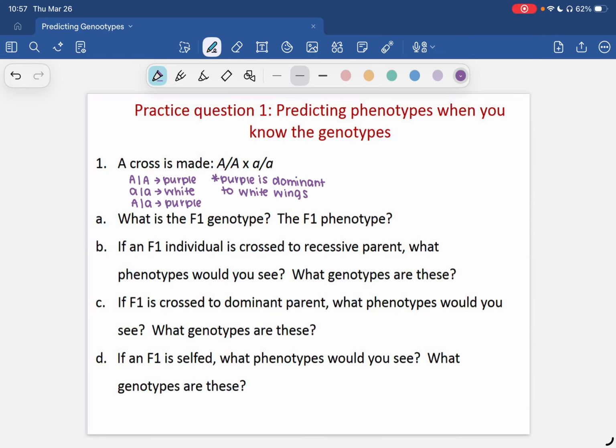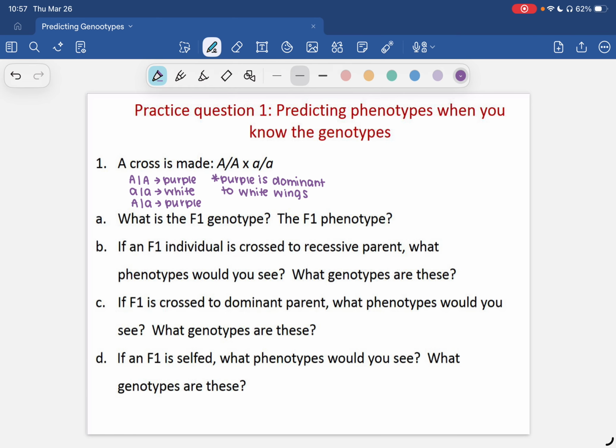Hi everyone, in this video I'm going to be going over the in-class activity where we were predicting phenotypes when we are given the genotypes. So the first thing we're going to start with is here what I have written. I believe in class we talked about purple and white, but for this example that's what I'm going to go with. So I'm saying that purple is dominant to white wings.